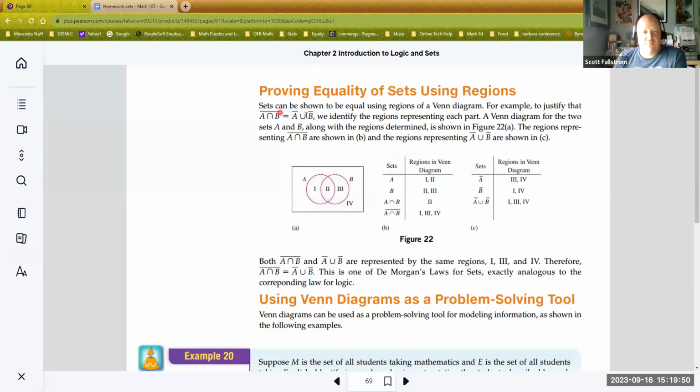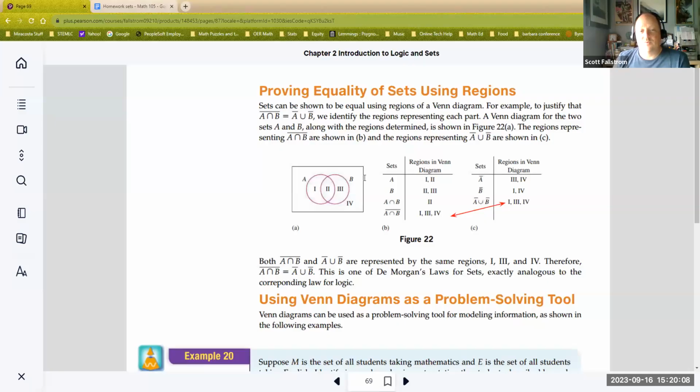So this would be if you're trying to prove two statements are the same, you look at which regions are covered by both. And if the regions match up exactly, then those two objects, those two sets would have exactly the same values. That's one way to show two sets are equal.